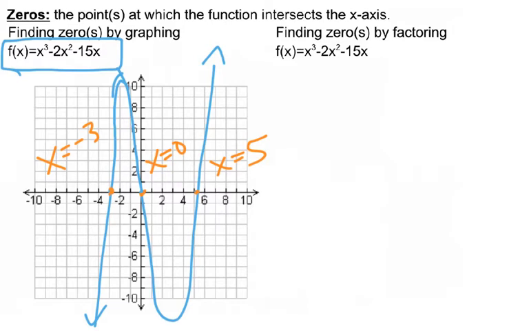Alright, let's look at finding zeros by factoring. If you remember, the first step in factoring is to look at all the terms and see if they have a greatest common factor. Notice they all have an x, so I'm going to take out an x, and write what's left. So x cubed, if I remove an x, is x squared. Negative 2x squared, if I remove one x, is negative 2x. And negative 15x, if I remove the x, is negative 15.